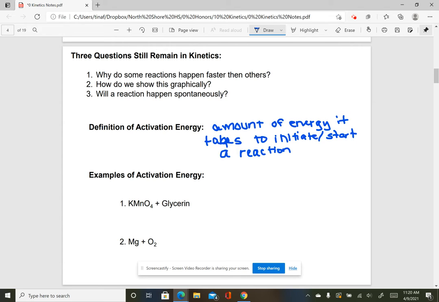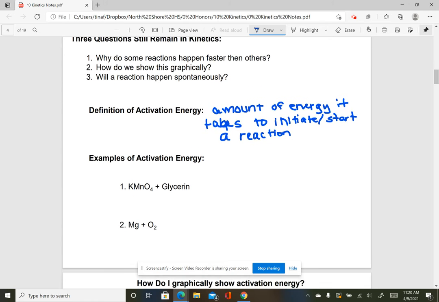So these are two examples, and I'm actually going to show you demonstrations the next time we get to class. KMnO4 plus glycerin, if these are my two reactants, they have a pretty low activation energy, so they don't need much for effective collisions to occur. Where magnesium plus oxygen has a pretty high activation energy. Again, I'll show you this the next time I see you in class, but we have to apply a significant amount of heat to magnesium to break its bonds in order for it to combine with oxygen. Where with KMnO4 and glycerin, we really just have to mix the two together, and they just start reacting.